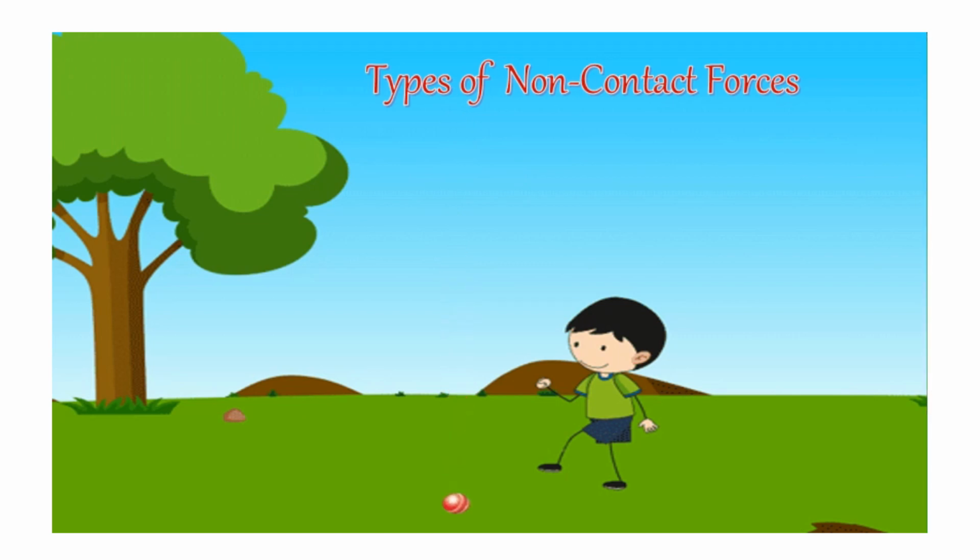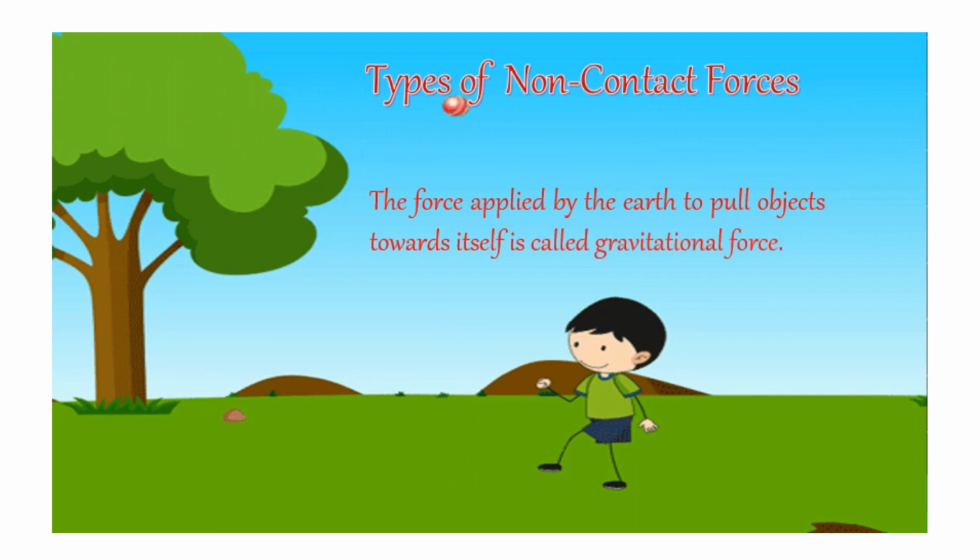Throw an object upwards and see what happens next. After reaching some height, it comes back down to the ground. Do you know why? Because our earth exerted some force on it and pulled it down. The force applied by the earth to pull objects towards itself is called gravitational force.